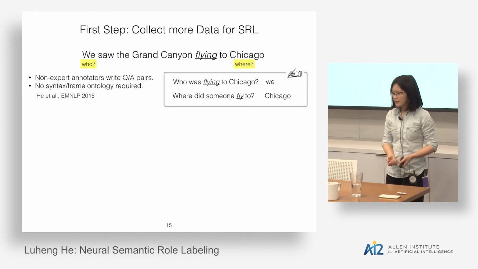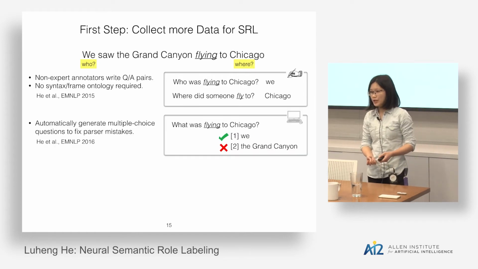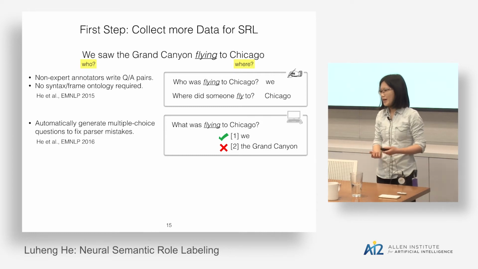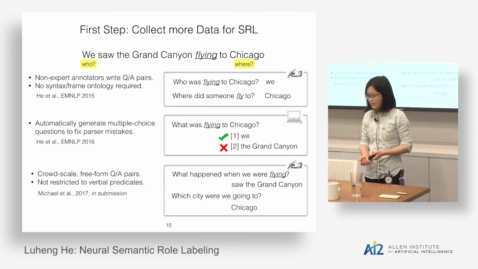Yeah, so basically, that's what we've done for QA-SRL, which does not require any syntax or frame ontology. In 2016, we had a work that applied this question-answer-based idea to improve a CCG parser. The basic idea is that if the parser is not sure about a particular attachment decision, it can automatically generate multiple choice questions, such as who was flying to Chicago, we or the Grand Canyon. And if the Turker answers we, the parser will know where to attach. And we observed some modest gain on CCGbank using this crowdsourcing method.